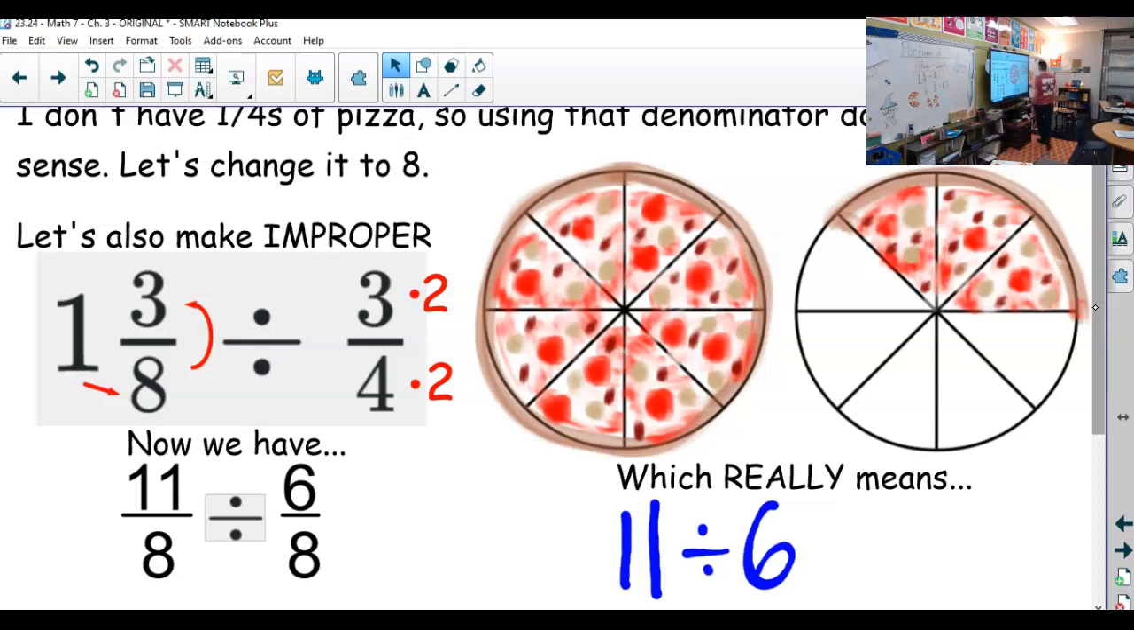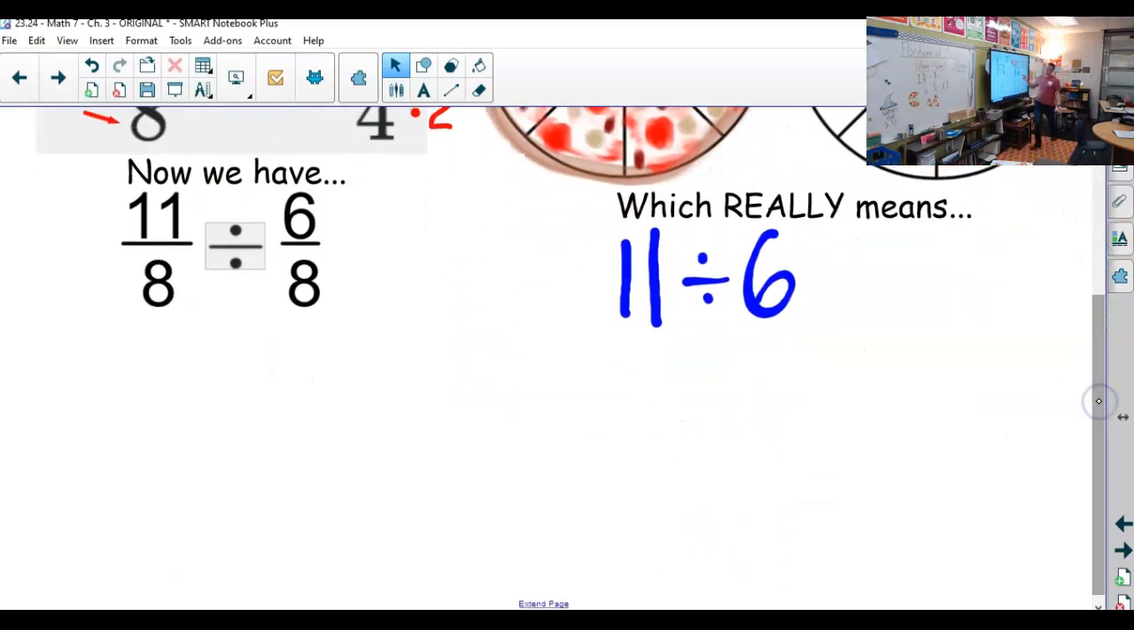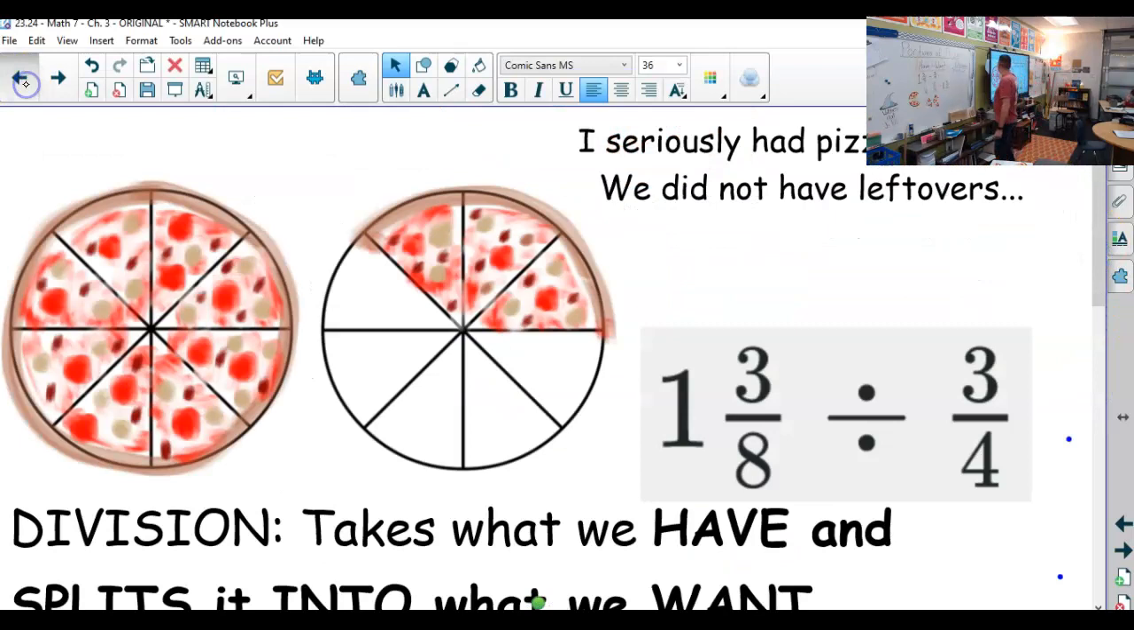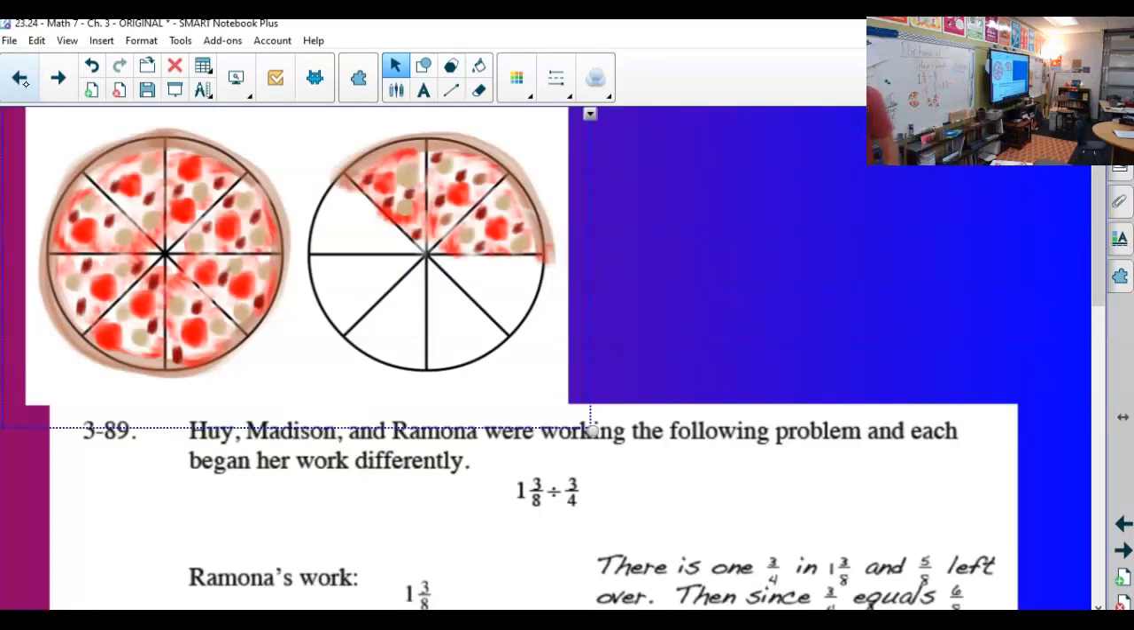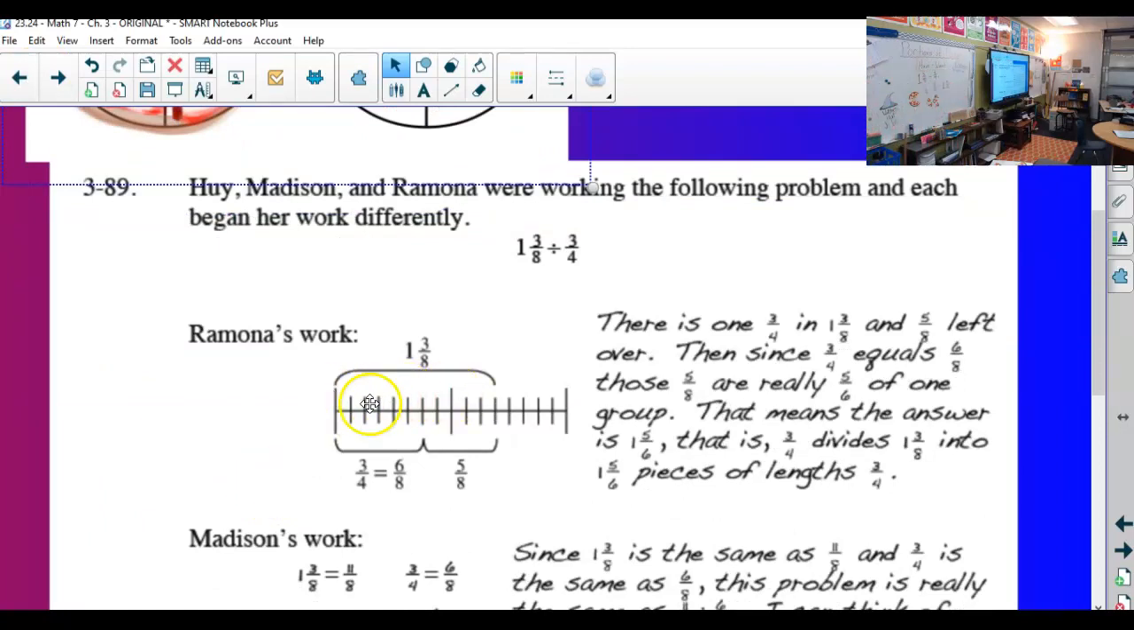So, why does this happen? Well, Madison and Hugh and those friends that want to take all my pizza home, they both did it 3 different ways. Ramona drew a number line. She said, all right, 1 3/8, and then, okay, I want to group up my leftovers of 6/8.